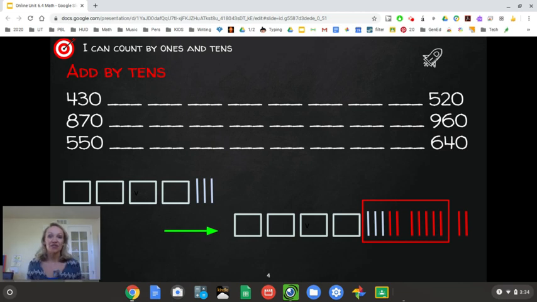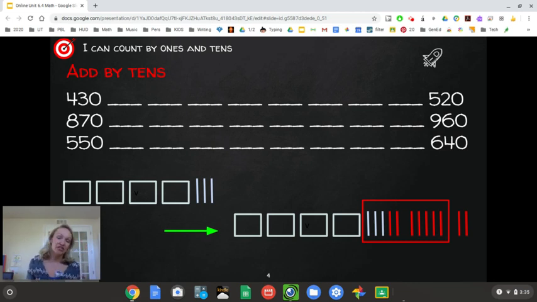Freeze. All right, so we're going to do the exact same thing. This time we're going to start at 870 and we're going to go up to 960. Ready? 870, 880, 890, 900, 910, 920, 930, 940, 950, 960. Freeze, Mavs. That is awesome.